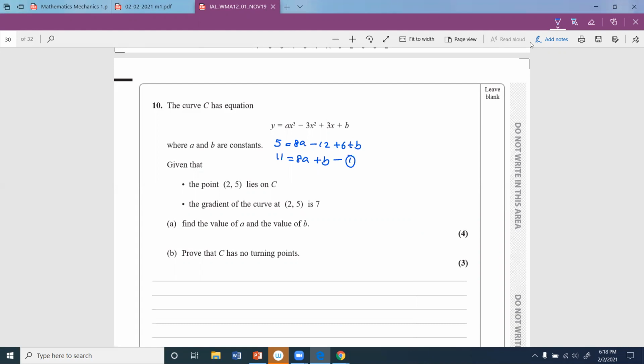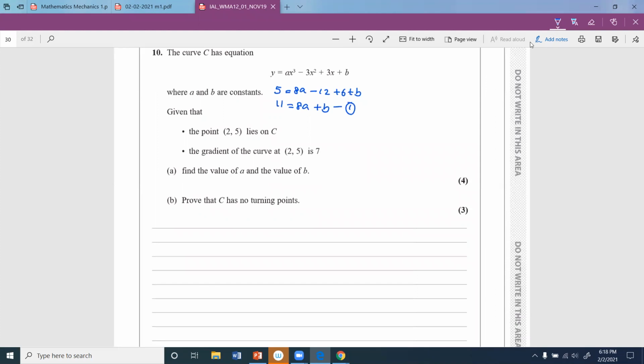The gradient of the curve at (2, 5) is 7. This is one equation, you can get it. The second equation, you can find the gradient. Gradient is related to differentiation, dy by dx. Nothing to worry about with this a and b. Just consider them as constants. If you differentiate it, it turns out to be 3a x to the power 2 minus 6x plus 3. Then gradient at (2, 5) is 7. That means dy by dx at x equals 2 equals 7.